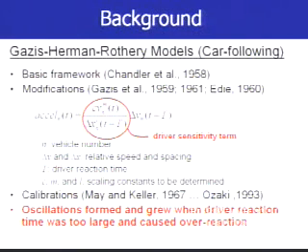Since the development of this model, a lot of effort was concentrated on calibrating these scaling constants, as you can see as recently as 1993. In the stability analysis, it was shown that oscillations formed and grew when driver reaction time was too large and caused driver overreaction as a result.